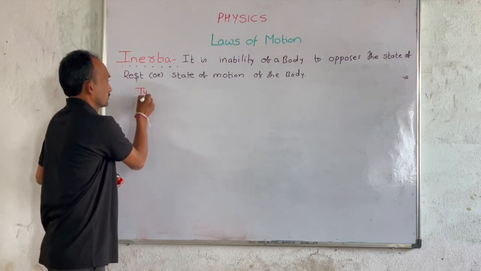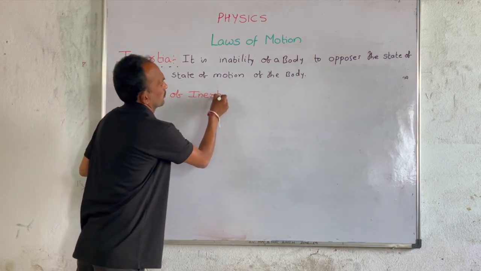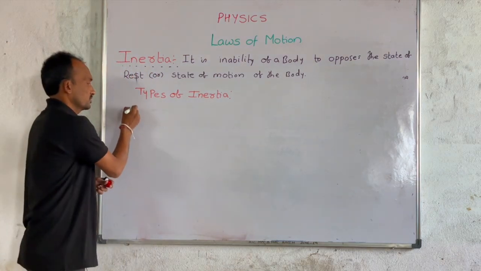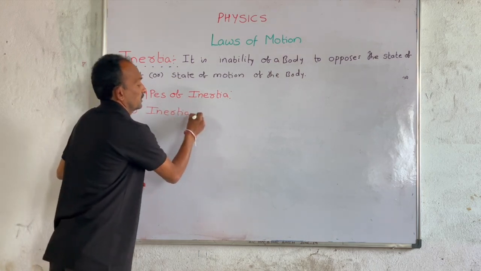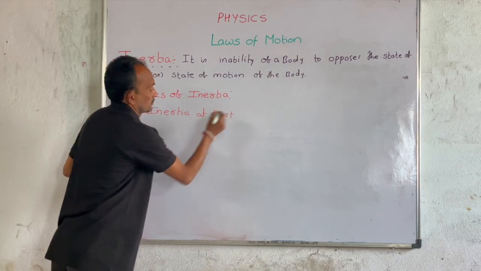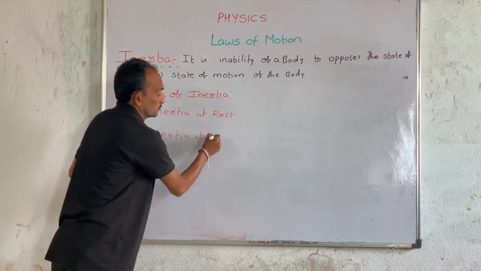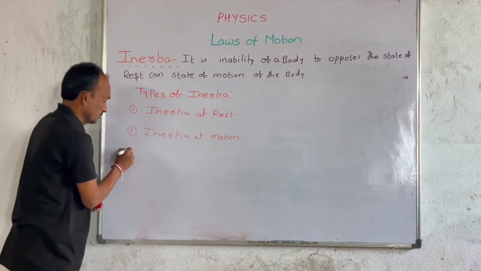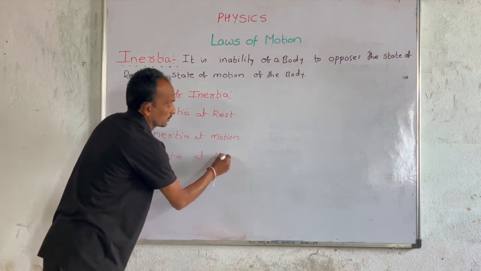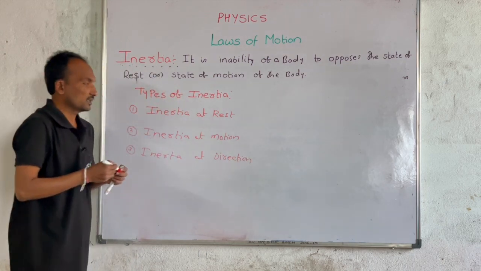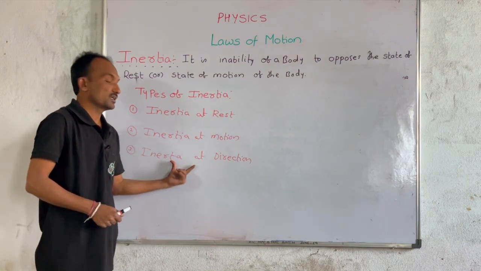Types of inertia. First one, inertia of rest. Second one, inertia of motion. Third one, inertia of direction. These are the types of inertia: inertia of rest, inertia of motion, inertia of direction.